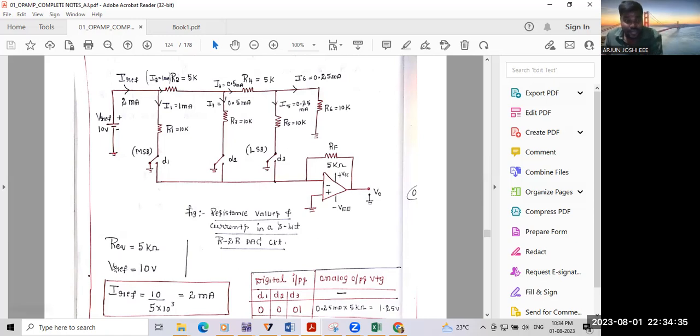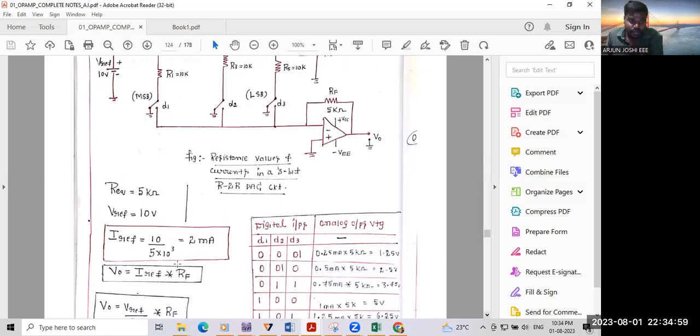Then I'm going to assume V reference is equal to 10. You can take any value, but it should be less than 12 volts or 15 volts, depending upon the VCC and VEE. I'm going to consider 10 volts, and the equivalent resistance is 5 kilo. We can easily find the current I. I is equal to V by R. I reference is equal to 10 divided by 5, that is 2 milliampere.